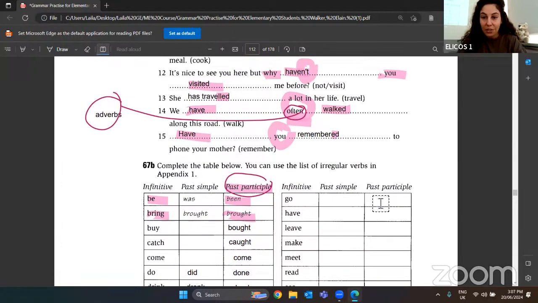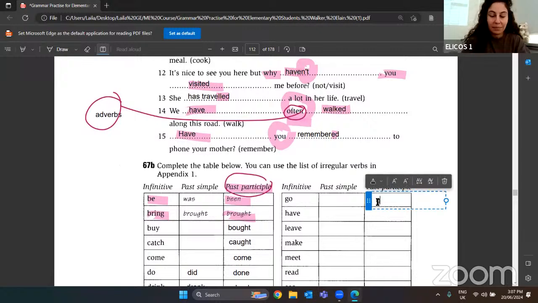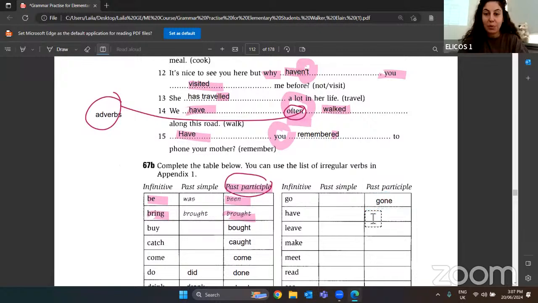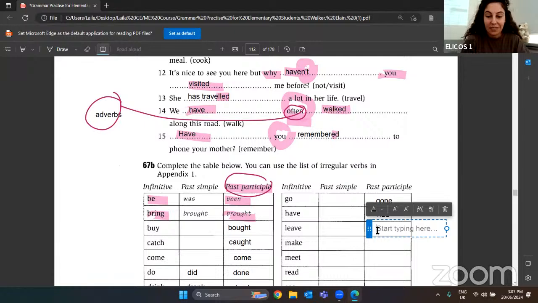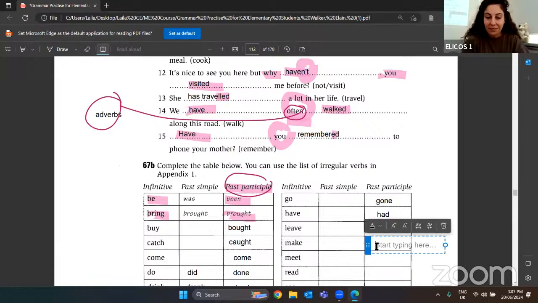Okay, go. What does it become in the past participle? Gone. Yeah, we had that example when we talk about a place. I have gone to Europe before. I have gone somewhere. Have? No. Had. Leave. I have left my phone at home. Make. I have made.